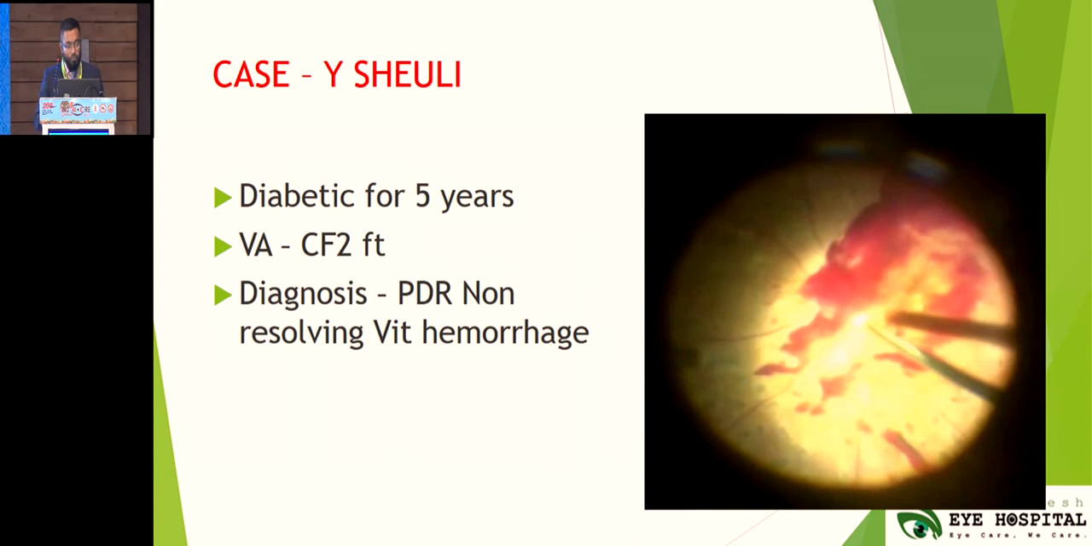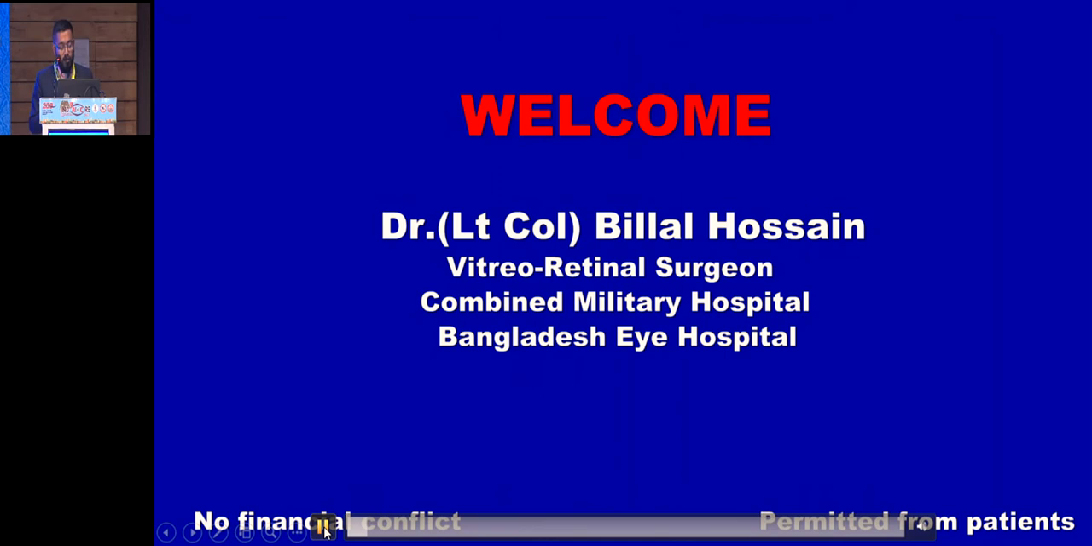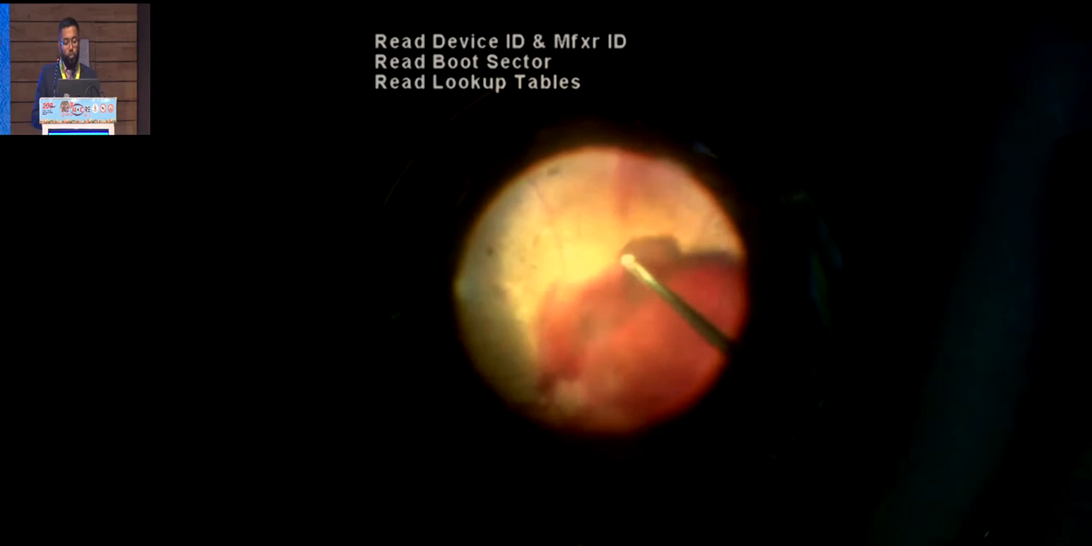Another case, this is a young patient, only a 31-year-old female, presented with a history of diabetes for only 5 years with finger count 2 feet vision. That was also diagnosed as proliferative diabetic retinopathy with non-resolving vitreous hemorrhage for 4 to 6 months. And as this is a young patient and the lens was clear, we left it untouched.